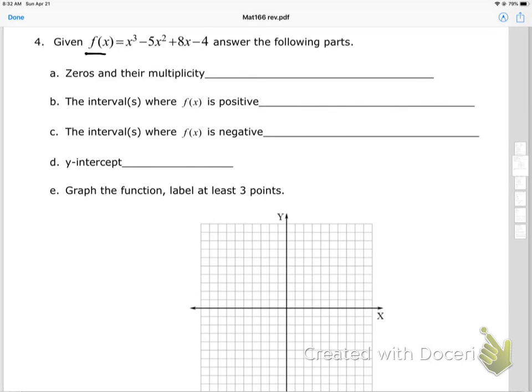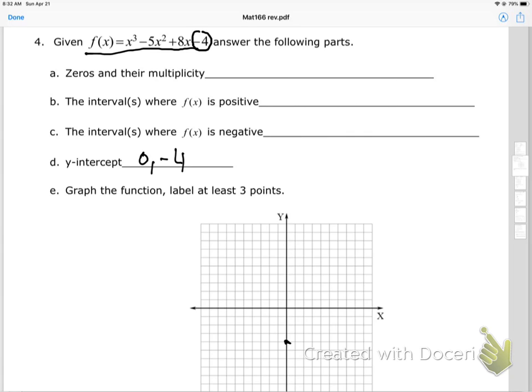Okay, so here we go. We're given this function. We have to graph it. Right, straight away, there's your y-intercept. (0, -4) is your y-intercept when x equals 0. I'll put a dot on the graph down here. Okay, -4. Right, now the zeros.